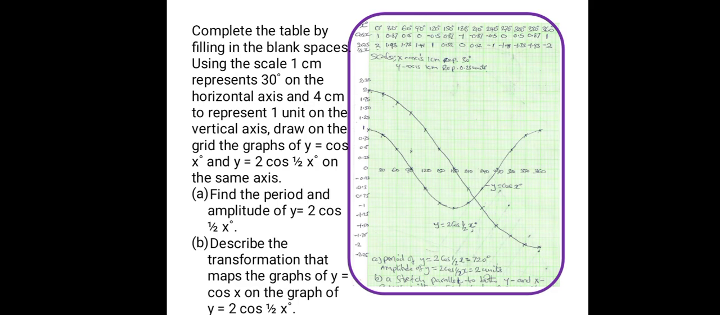Find the period and the amplitude of y = 2 cos (1/2 x) degrees. B. Describe the transformation that maps the graph y = cos x degrees onto the graph y = cos (1/2 x) degrees.